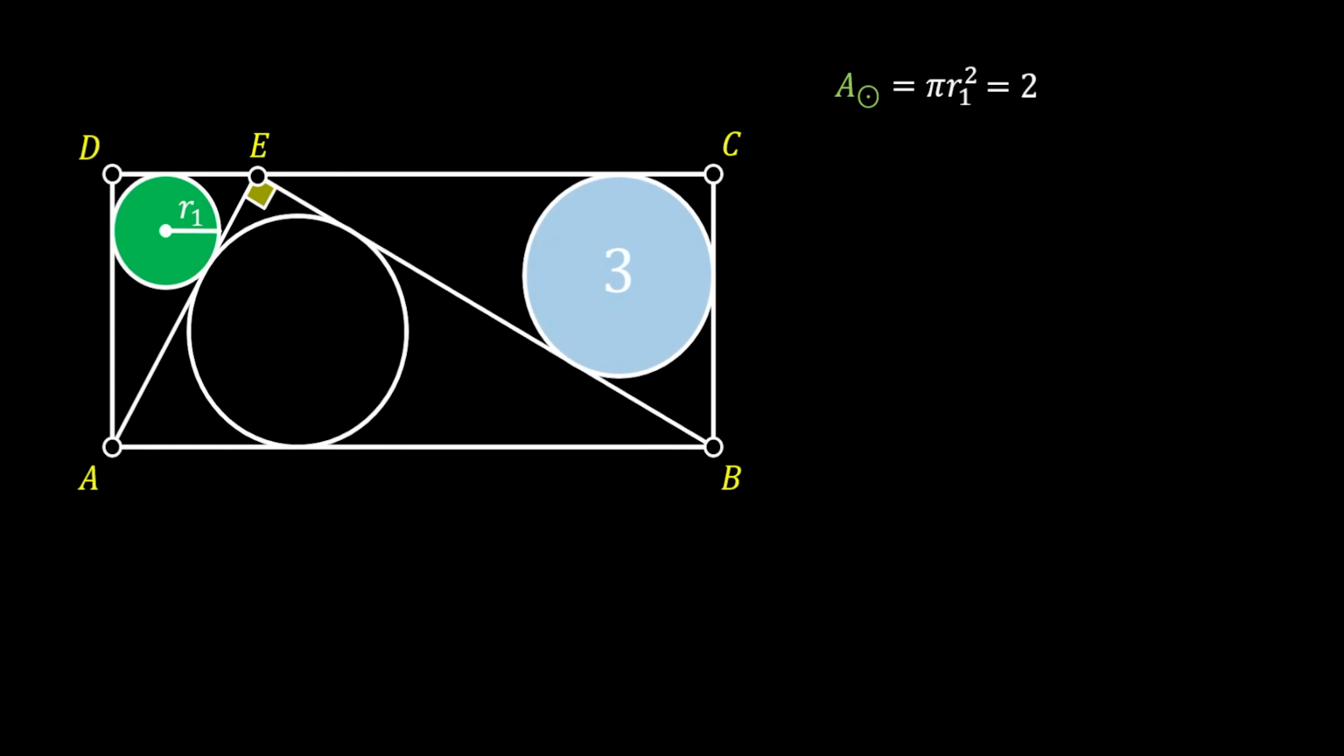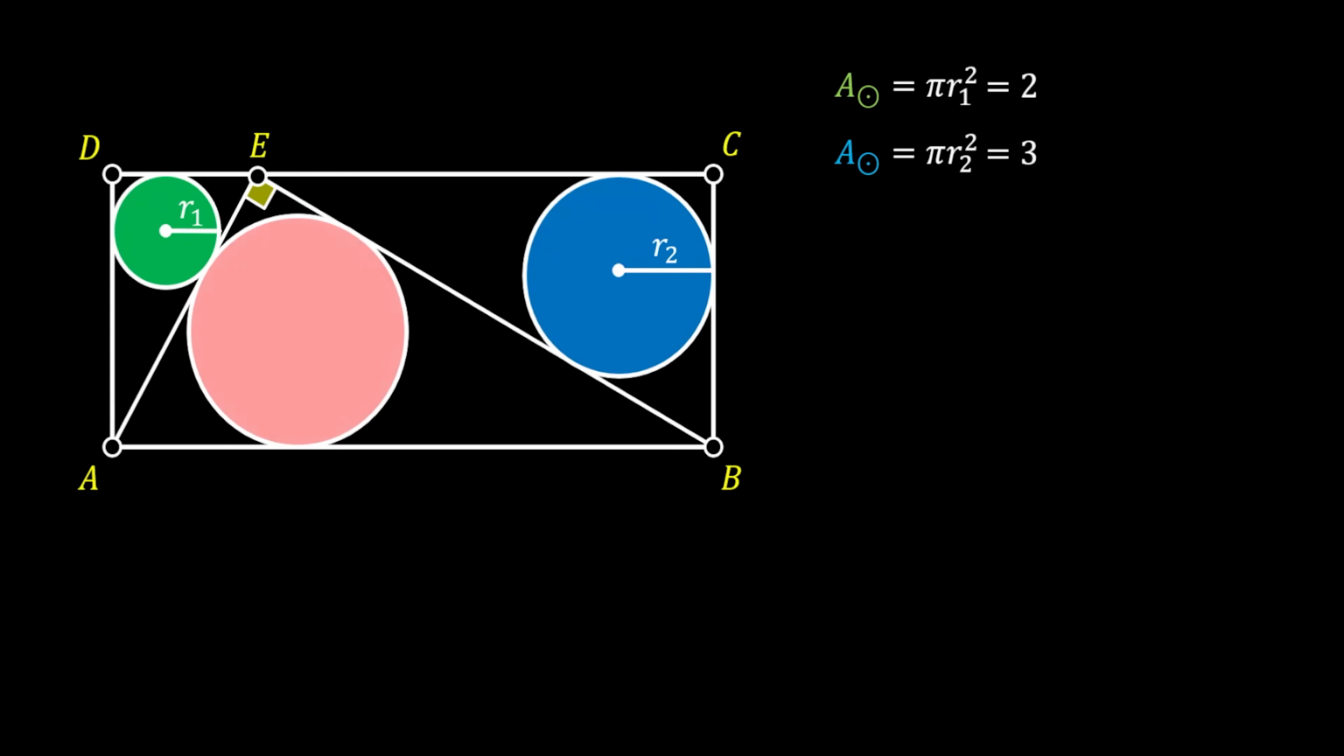Now we're going to do the same thing for the blue circle on the right. We can say that the area of this circle equals 3, and we can say that the radius of this circle is R2. Finally, let's label the radius of our wanted red circle as R, and then we can say that the area of this circle must be pi r squared.